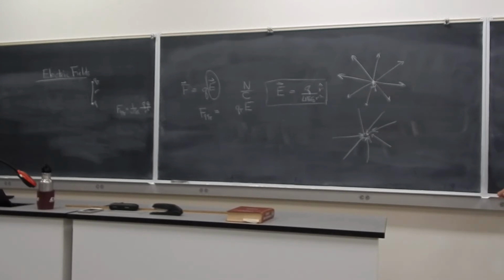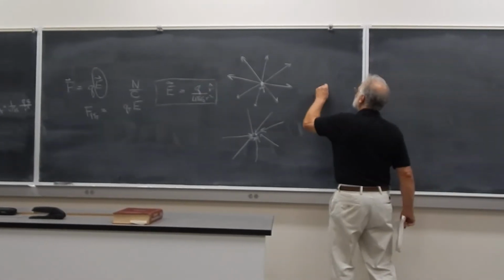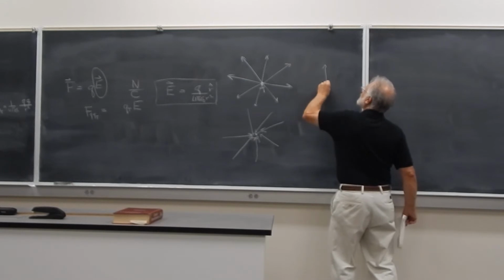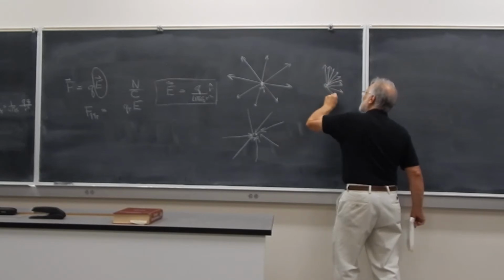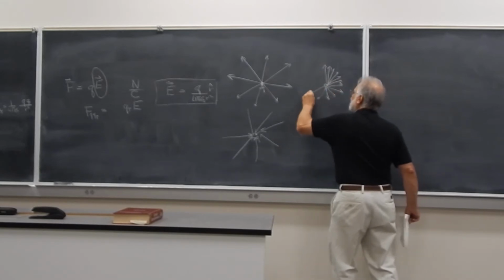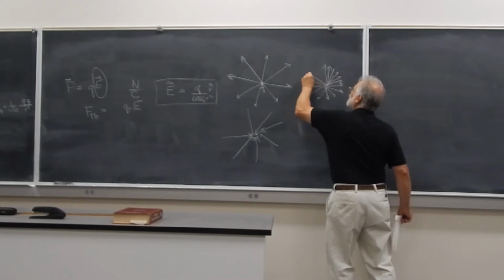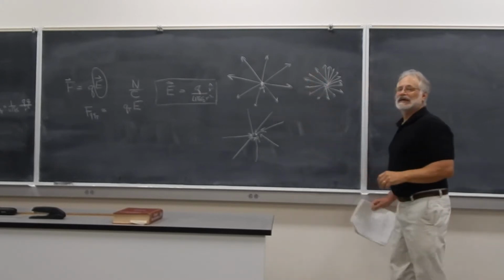Moreover, the stronger the charge, the larger the charge, the more dense the field lines. So in this case, if this is a big positive charge, and that's a smaller positive charge, this one will have many, many more field lines emanating from it.